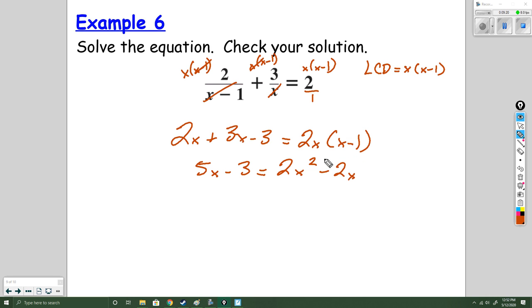Now notice that this is a quadratic. So if we want to solve this quadratic, we should get everything on one side and see if this thing is factorable. So we're going to subtract 5x.